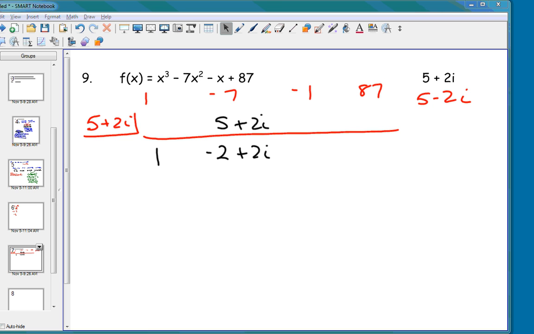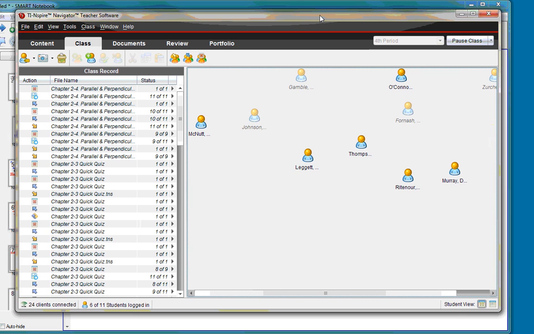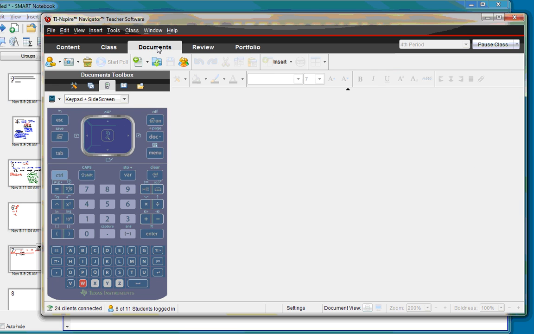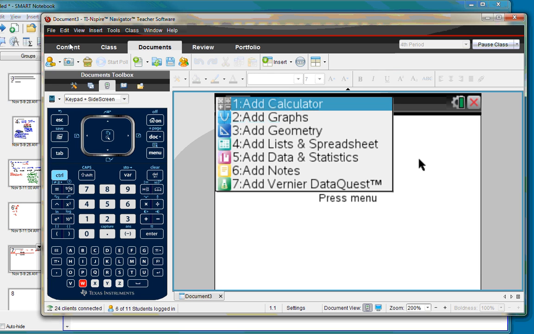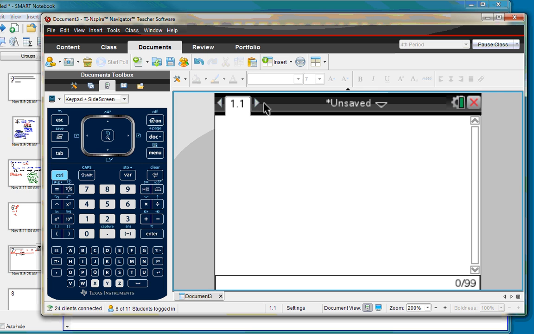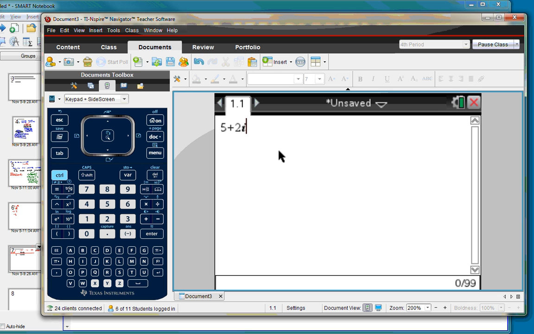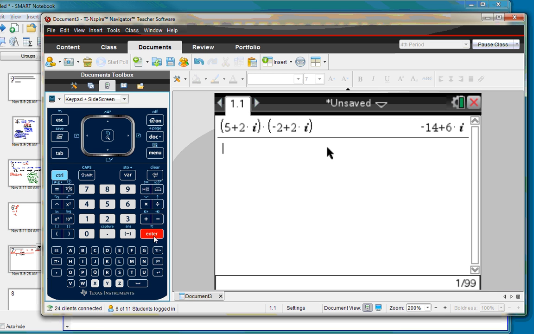And I expect you guys to get a new document. You want a calculator page, and I want you to simply type in there 5 plus 2i, and then put a parenthesis around it. You're going to multiply that by -2 plus 2i, and hit enter. It's going to do the math for you to give you -14 plus 6i.